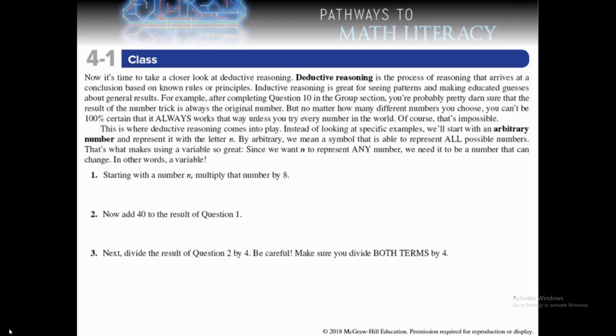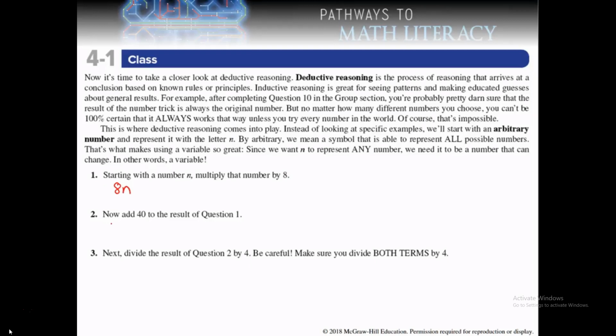So number 1 says, instead of starting with a number, let's start with n, which stands for any number, and we'll multiply that by 8. Well, when you're working with a letter that stands for a number, or a variable, then multiplying that by 8 would give us 8n. And then in number 2, add 40 to that. So that's going to give us 8n plus 40.